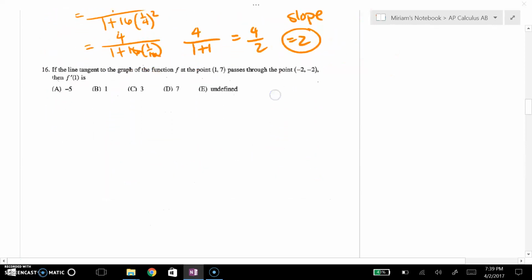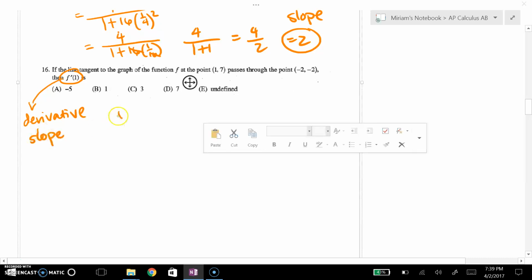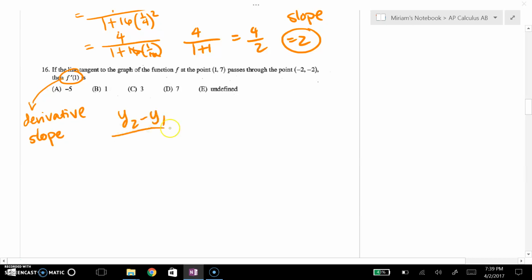Next one, if the line tangent to the graph of the function at the point (1, 7) passes through the point (-2, -2), then f prime of 1 is... so we know f prime is referring to a derivative, but we have no function, no graph, nothing. We just have 2 points, so we have to remember that derivative means slope as well, which is y2 minus y1 over x2 minus x1. We have that: x1, y1, x2, y2.